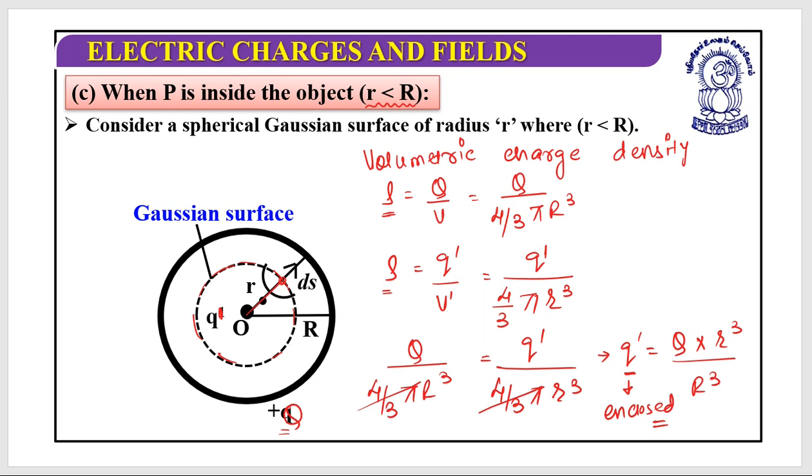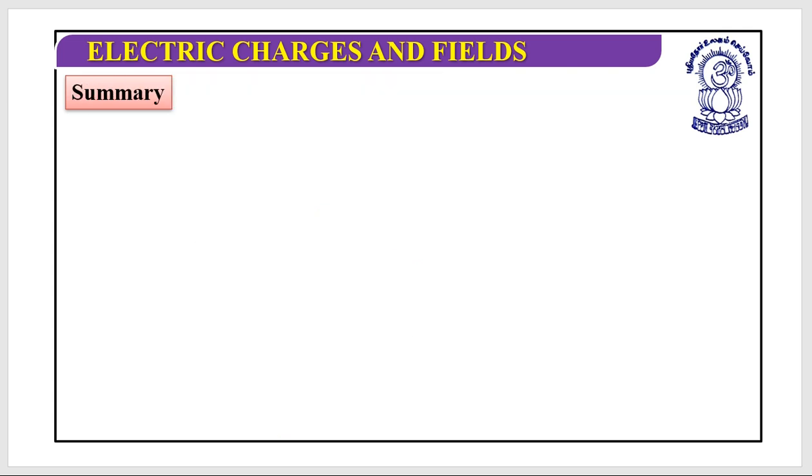This is the only new task. Other tasks would remain the same. Let's look. Consider the Gaussian surface. This is our Gaussian surface. Consider the area vector, this is our area vector. Consider the electric field, this is my electric field. Theta between these two would be zero.